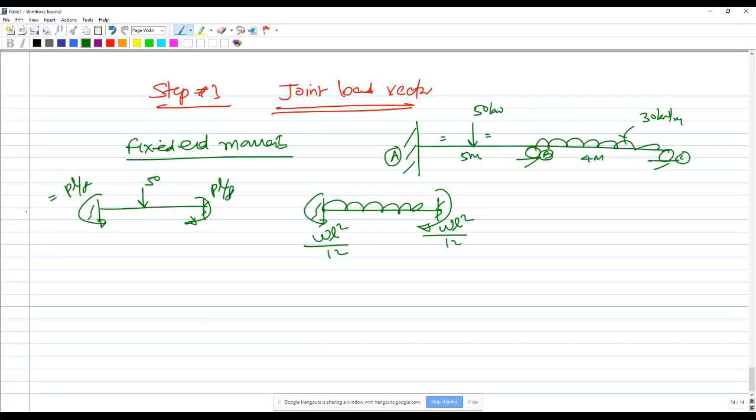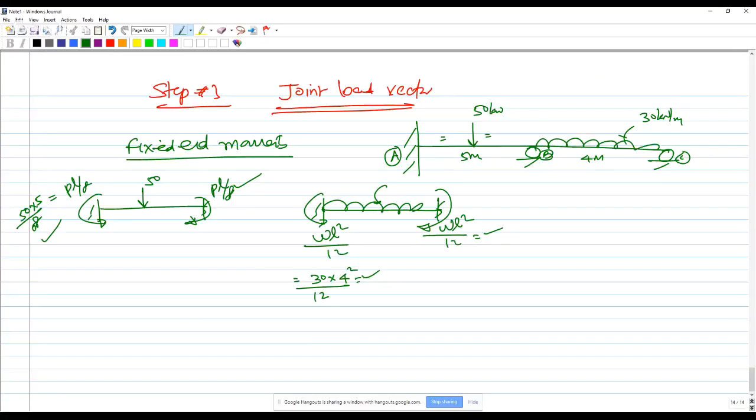So this is going to be 50 into 5, that's the span of the beam, by 8. So I can get this value. Similarly, this is going to be 30 into L square, that is 4 square, by 12. I can get this value. So let us find out these values quickly.